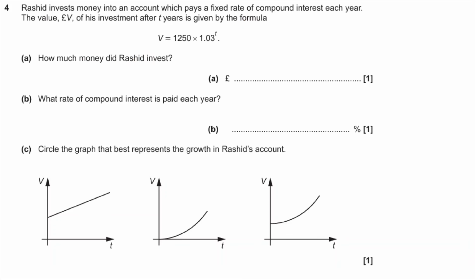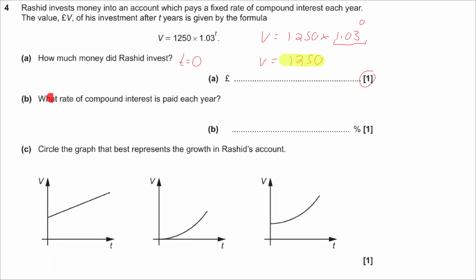Well, that's going to be when the time was equal to 0 years. So when he put money into the bank account was when he first did it, so at time equals 0. So put this into your formula. V is going to be 1250 times 1.03 to the power of 0. Anything to the power of 0 just gives you 1. So V equals 1250 times 1, so equal to £1,250. And this is your answer. That is the initial amount of money he put into his bank account.